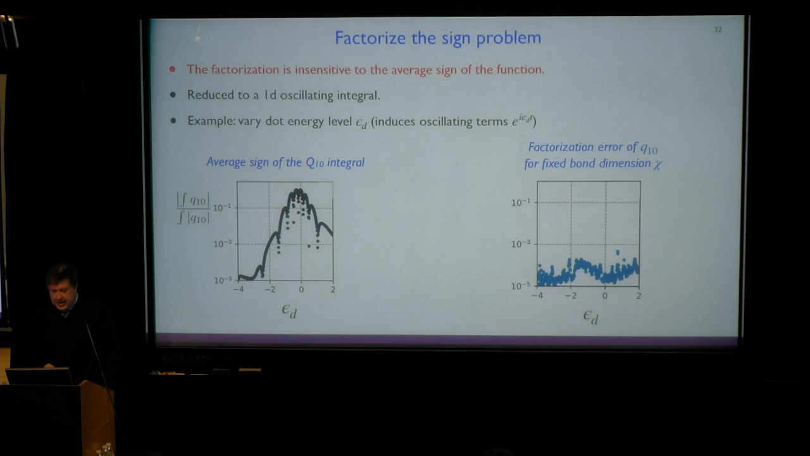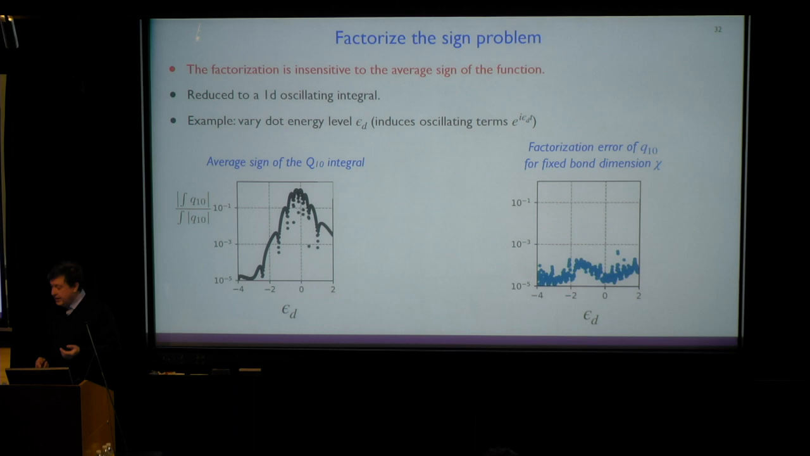Now, one of the advantages of the technique is that I can deal with very oscillating functions, and I wanted to illustrate that. The factorization has nothing to do with the average sign of the function. There is no reason why it should. And so we can vary one of the parameters of the model here, the dot level, epsilon. If you change it, you will introduce oscillatory terms, and your integral will be very small. For example, the absolute value of the integral over the integral of the absolute value here, so the average sign, is plotted here as a function of epsilon d.